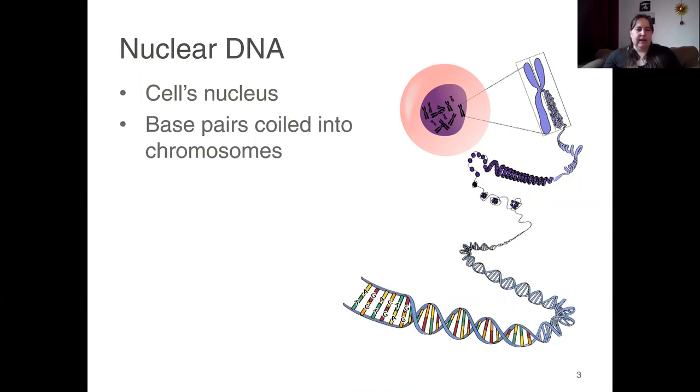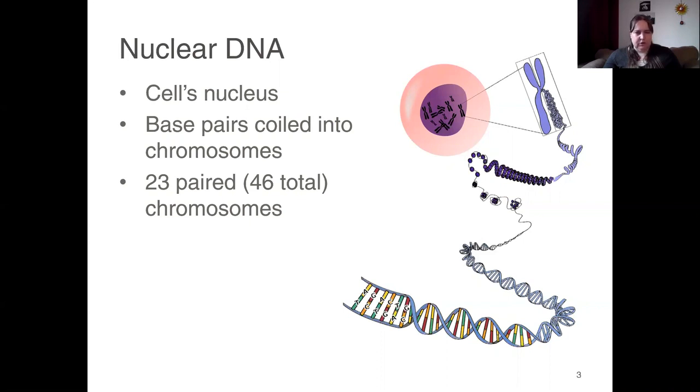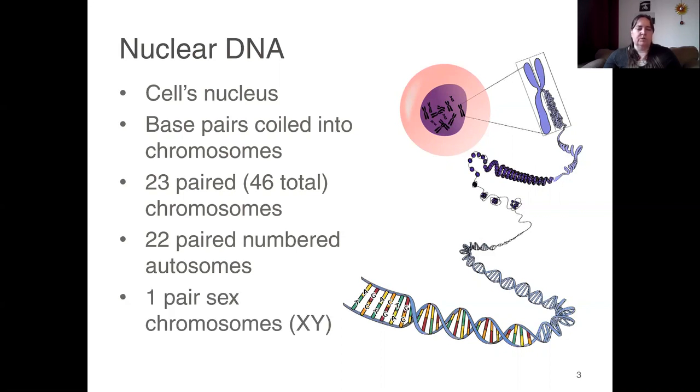The nuclear DNA is composed of those base pairs or nucleotides, which are twisted into the double helix pattern, and then they're coiled into packages called chromosomes. Humans have 23 paired chromosomes, so a total of 46 chromosomes. Of those 23 paired chromosomes, 22 of those pairs are numbered autosomes, and the final pair are the sex chromosomes, which define whether you are biologically male or biologically female.